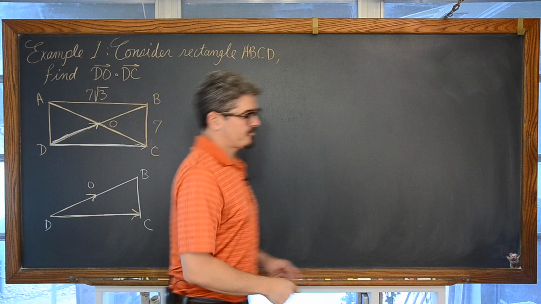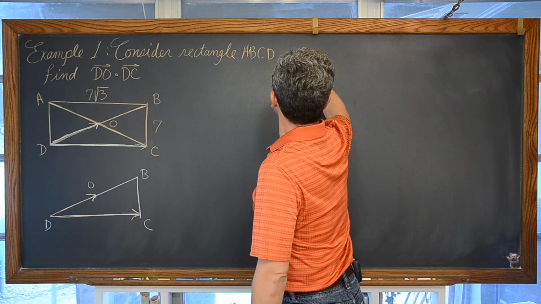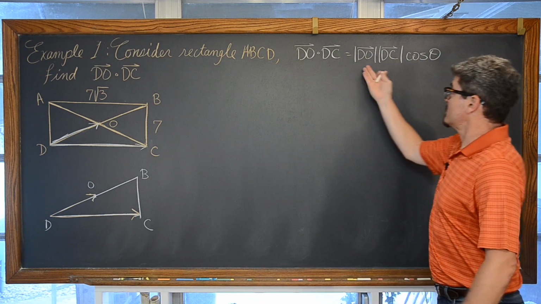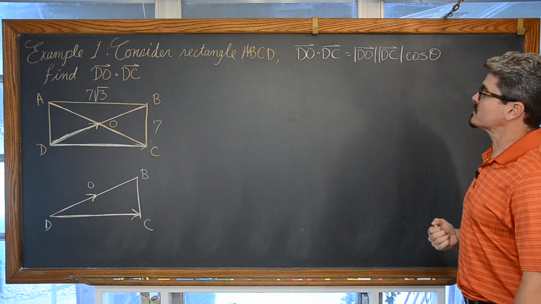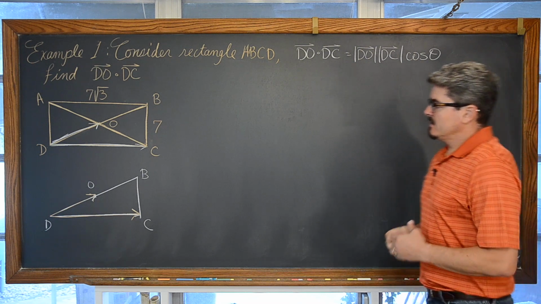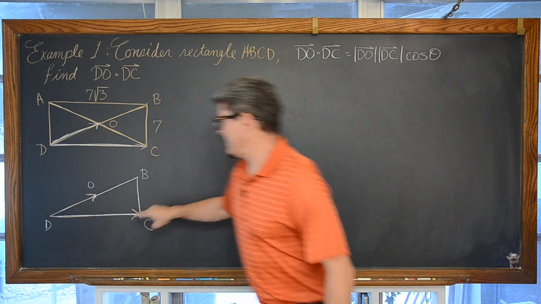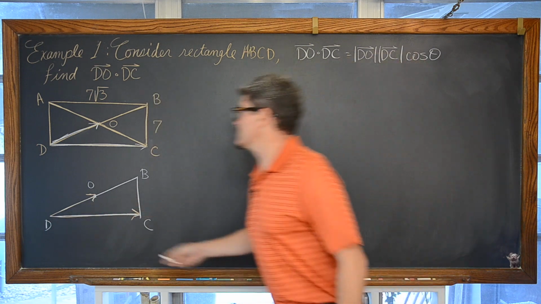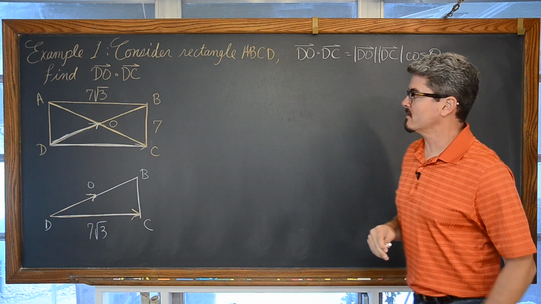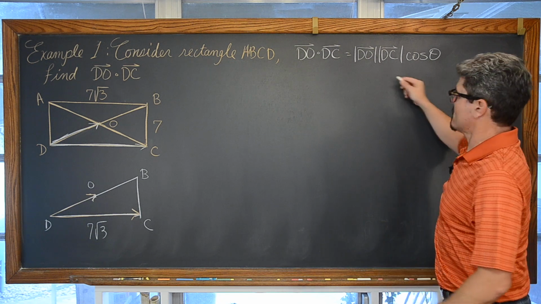Okay, well, the formula for the scalar product is, of course, the magnitude of each vector multiplied together times the cosine of that interior or included angle. And we already know that the magnitude of vector DC is equal to 7 square root of 3. It's just given to us right there on the rectangle. That's because opposite sides are equal.